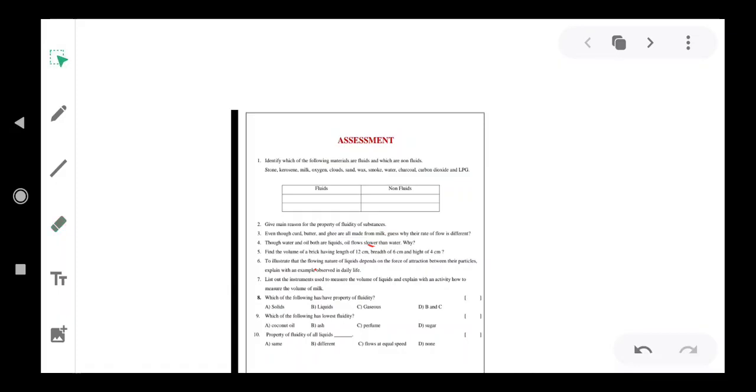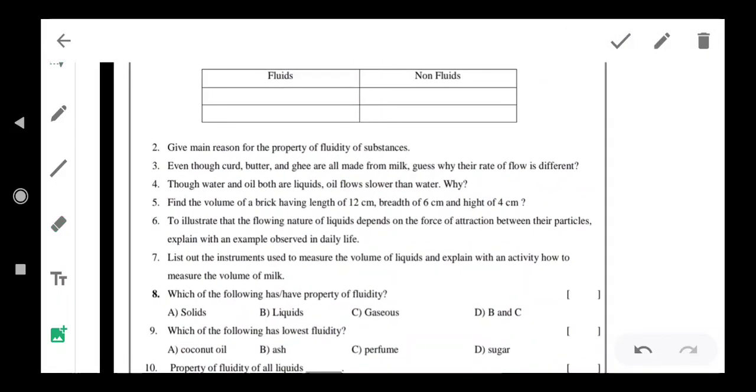Next question, third one. Even though curd, butter and ghee are all made from milk, guess why their rate of flow is different. See here, curd, butter, ghee are different substances, different objects. That's why the rate of flow is different.